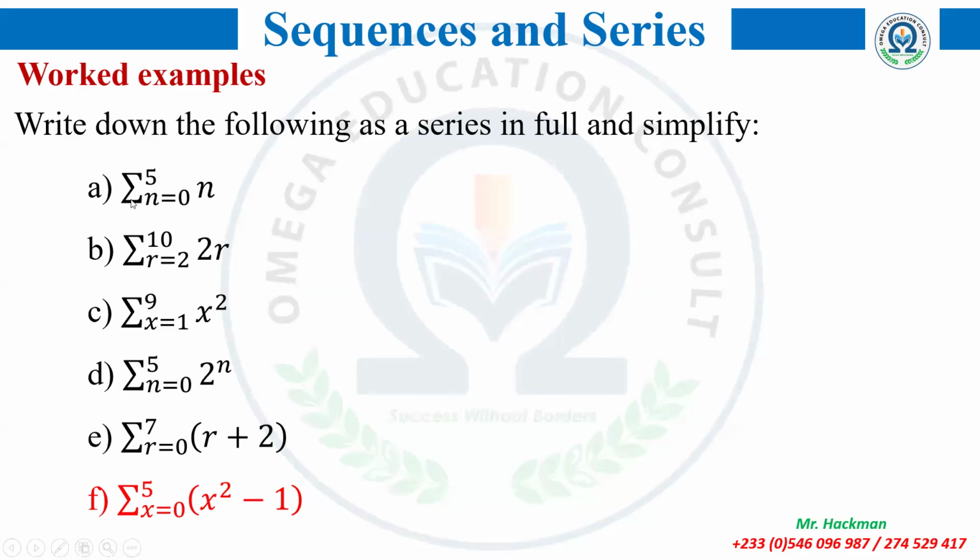So we need to find, and this is how we are going to read it, the summation of n from 0 to 5, of n. I can read it this way: summation of n from 0 to 5. So 0 will be your lower limit and 5 will be your upper limit.